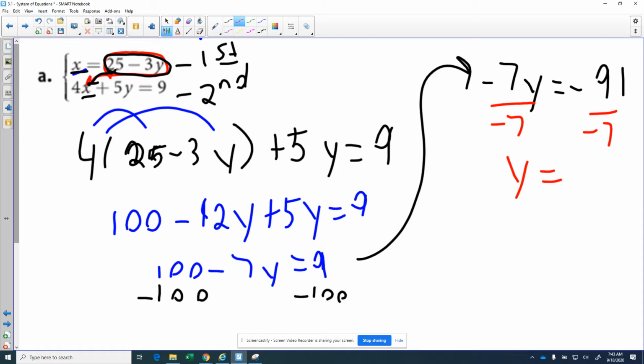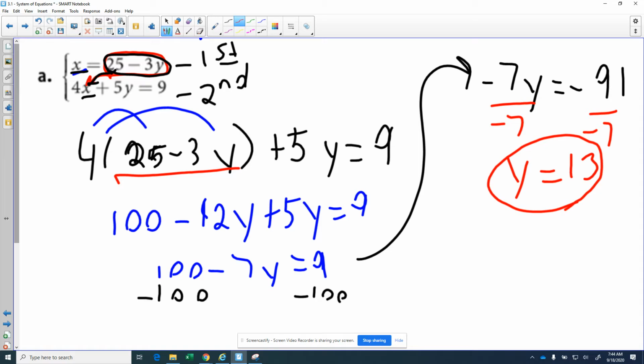Let's go ahead and grab our calculators. 91 divided by 7 is going to give me an answer of 13. So if you notice, we actually were able to get our answer for y. The whole idea here, once again, is that we're going to substitute a portion of the equation in, as we did up here, and then once we take that step, we can actually solve it out.